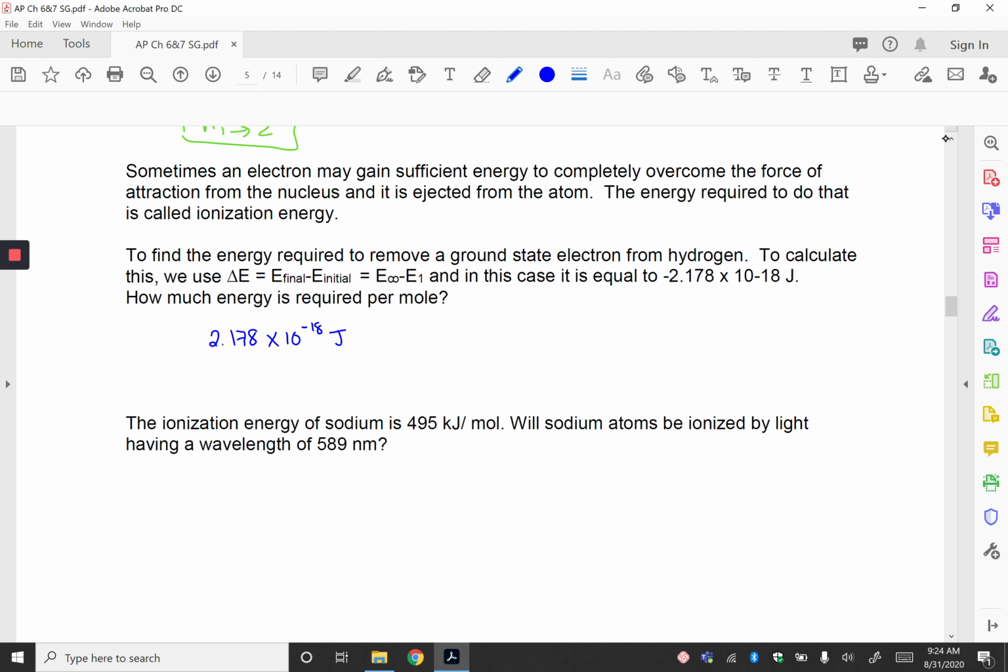And you can put the negative there or not. It's up to you. I'll put it. This is per photon. Or per, I'm sorry, not photon, but per atom or electron, right? So each atom that has one electron, you need to supply it with this energy in order to overcome that attraction.